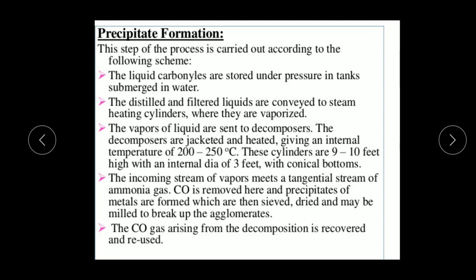The vapors of the liquid are sent to the decomposers. The decomposers are jacketed and heated, giving an internal temperature of 200 to 250 degrees Celsius. These cylinders are 9 to 10 feet high with an internal diameter of 3 feet and a conical bottom. The incoming stream of vapor meets a tangential stream of ammonia gas. The CO is removed here and precipitates of the metals are formed, which are then sieved, dried, and may be milled to break up the agglomerates. The CO gas arising from the decomposition is recovered and reused.